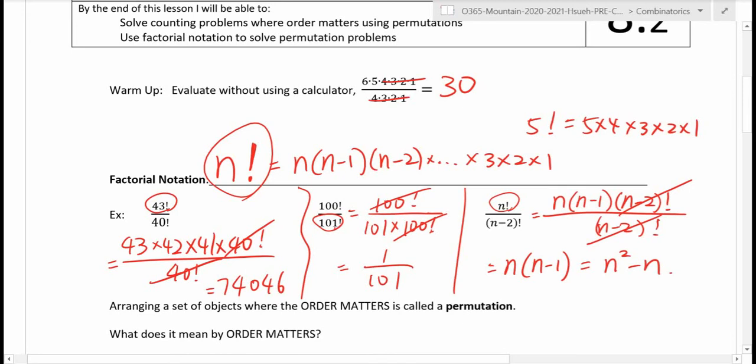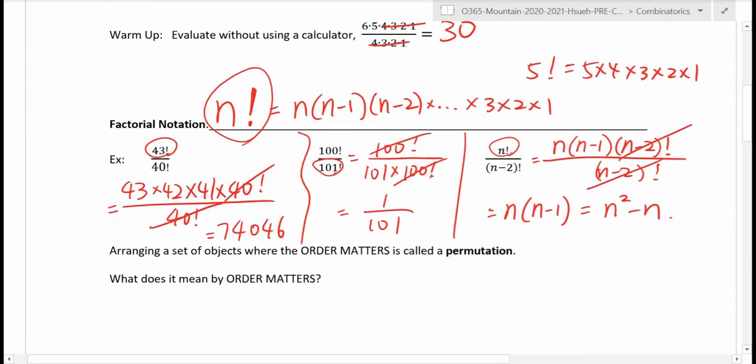We're going to use factorial notation in permutation. Now I'm going to tell you what permutation is. It says here, arranging a set of objects where the order matters. This is important: order is important. When order matters, it is called a permutation.